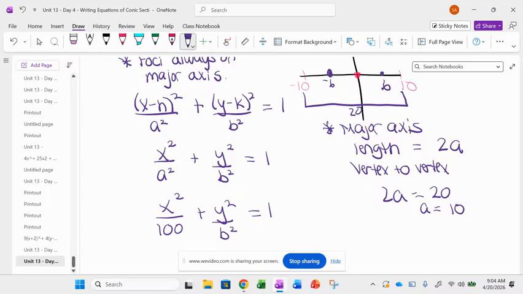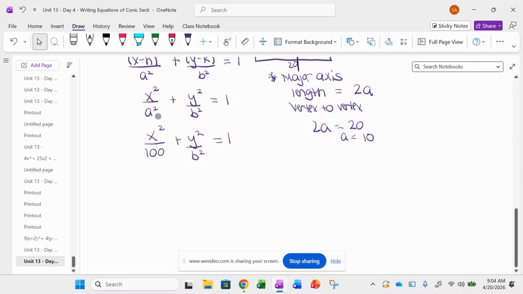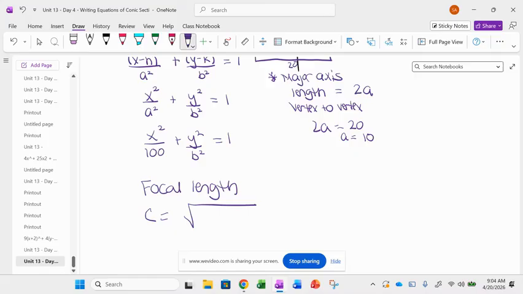What should I do now? What do I have to do now? Violet? Find b squared. Ariana, what am I going to use to find b squared? Excellent. We're going to use the focal length. So now remember the focal length is c equals, does anybody remember what it is this time? It's different than the hyperbola. Do you remember the equation, Leah? Excellent. The square root of a squared minus b squared.